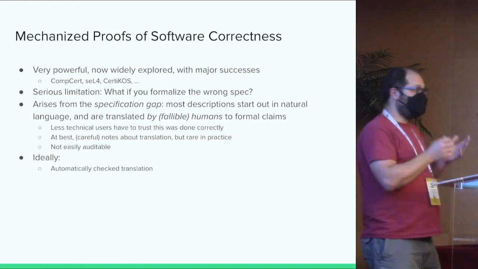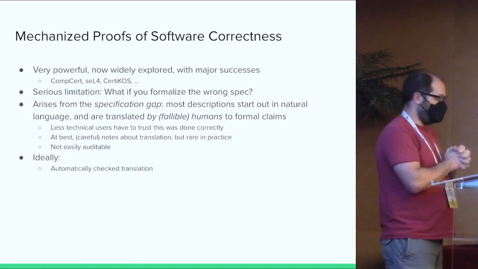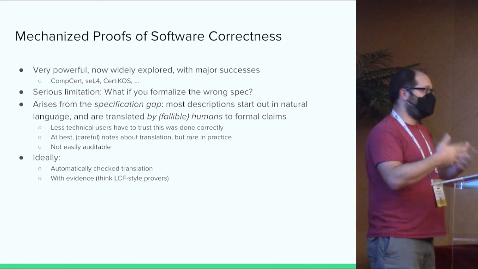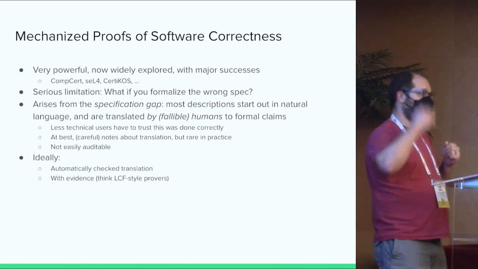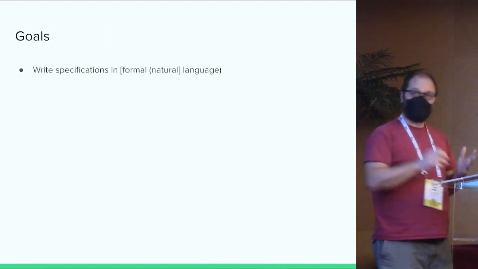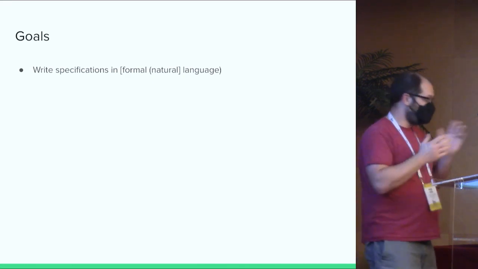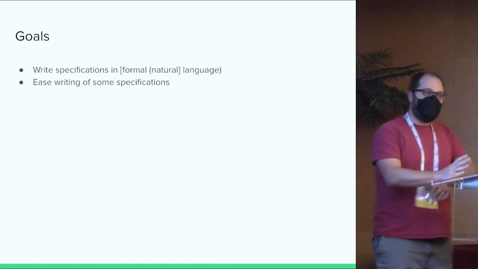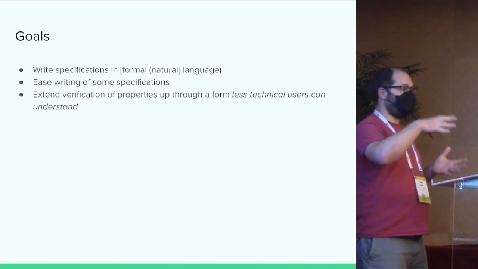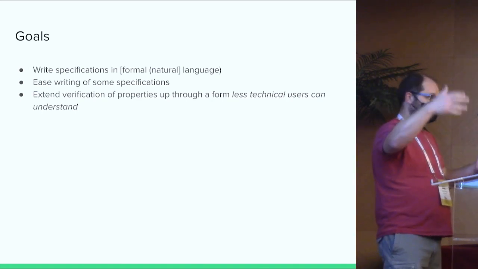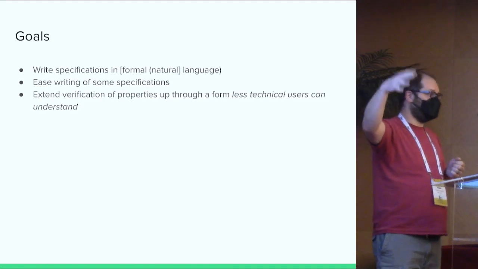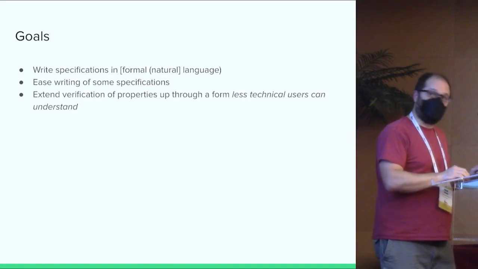So ideally, we'd rather have a more automatically checked translation, and we'd have this in a form where we leave behind some evidence, some explanation of the reasoning behind saying this natural language is connected to this formal statement. Our goals, broadly speaking, are that we do want to write in this ambiguously parsed formal natural language. We want to make it easier to write some specifications, but our real goal is to extend the verification of properties we're already verifying by hand for good reasons, up through a form that we can communicate better with others. So something that we can explain more easily to non-technical users to a large degree.